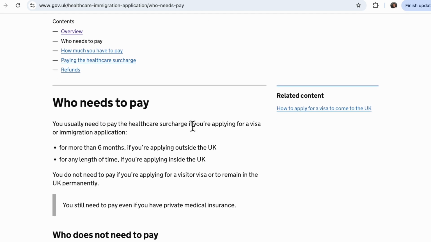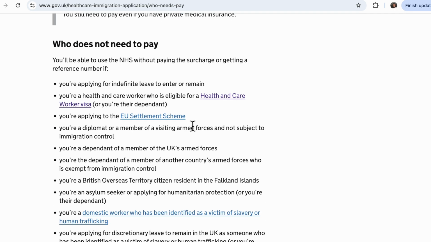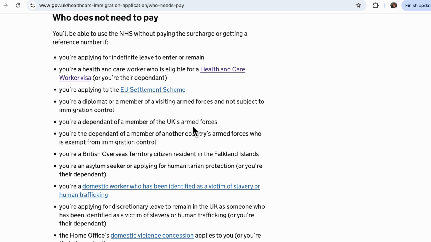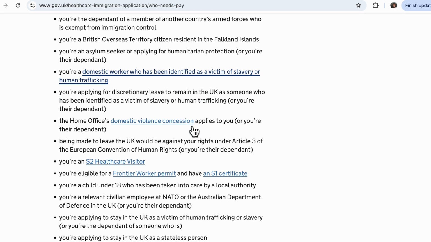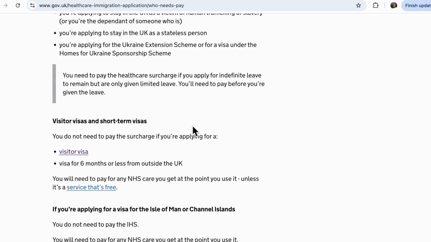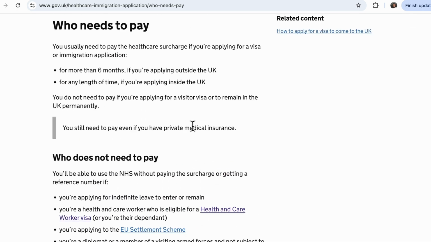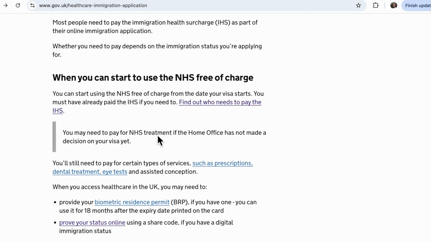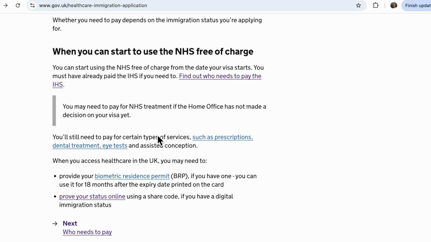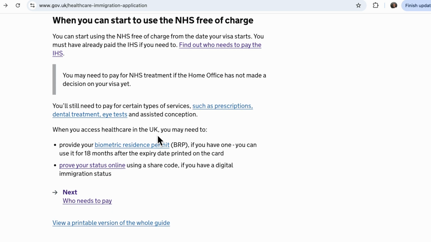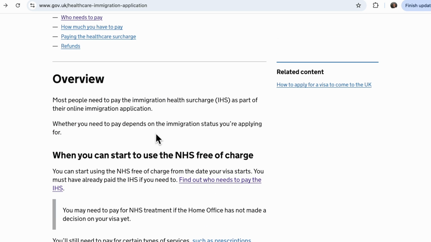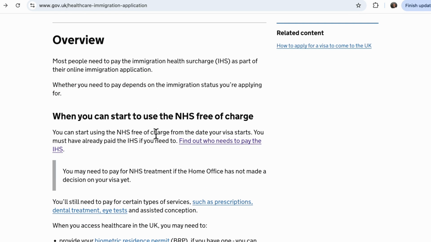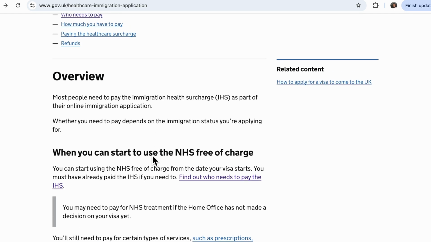Let's find out who needs to pay the IHS. So here's a list of those that need to pay the IHS fee. So yep, the amount, let's see, where is amount? You can check on the page, but I think you should be able to calculate the amount. Anyway, let me just put it to say this is the amount of money that you pay to have access to healthcare services.